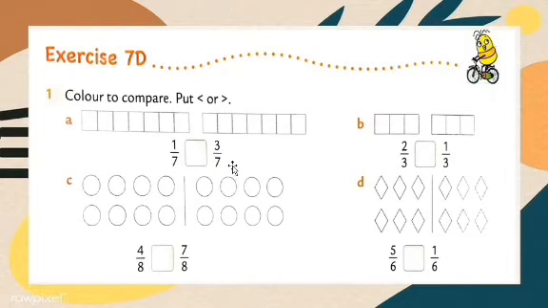First, 1 upon 7 or 3 upon 7. So my dear students, see here, compare greater than or less than. 1 upon 7 is less than 3 upon 7. Okay, means how can we say it in other terms? 3 upon 7 is greater than 1 upon 7.